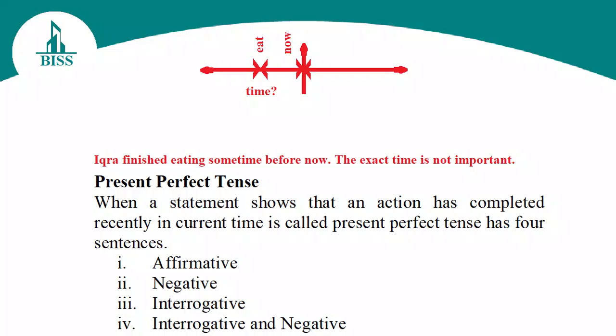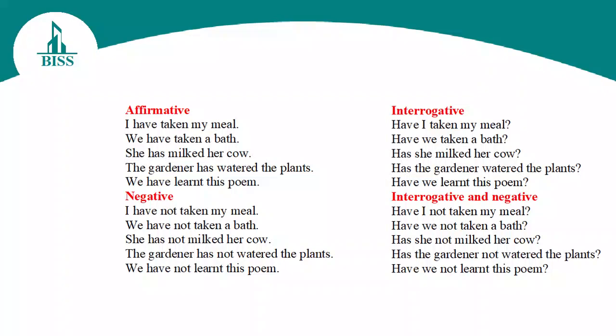Present perfect tense. When a statement shows that an action has completed recently in current time, it is called present perfect tense. It has four sentence types. Affirmative. I have taken my meal. We have taken a bath. She has milked her cow. The gardener has watered the plants. We have learnt this poem.